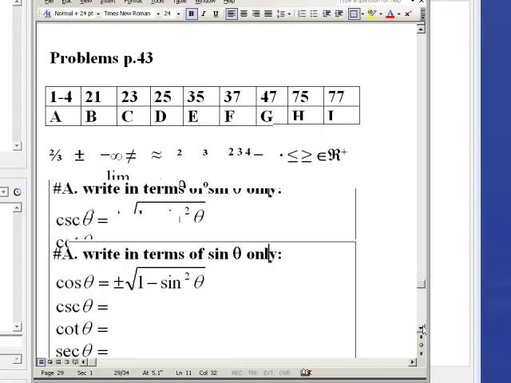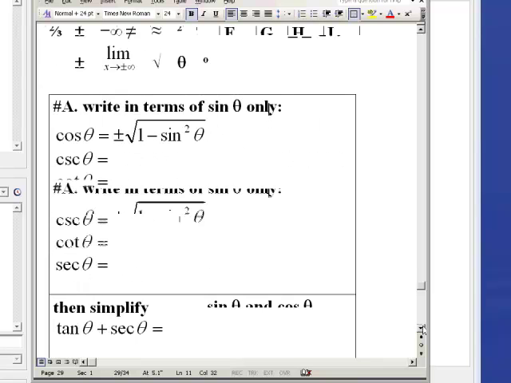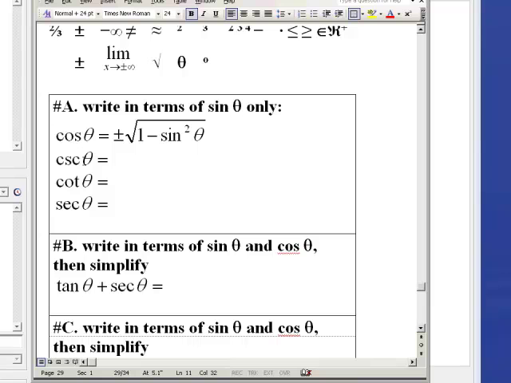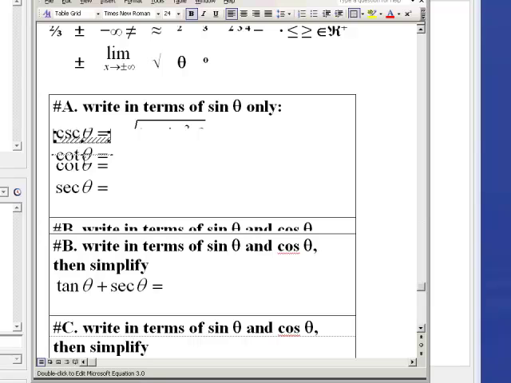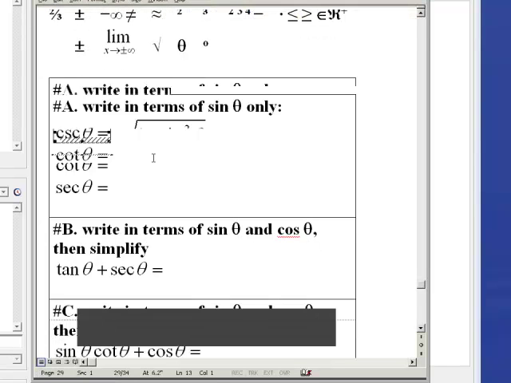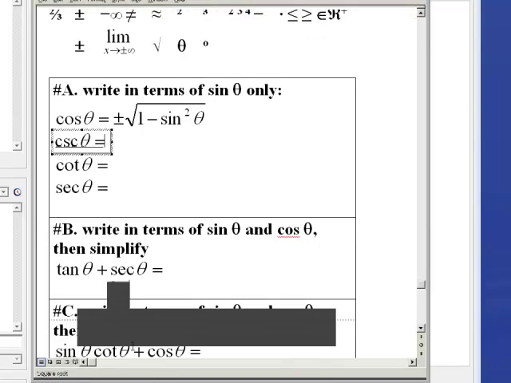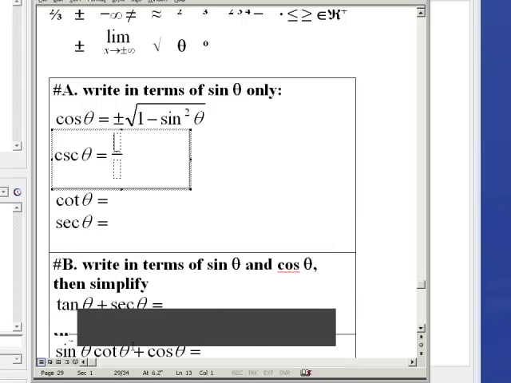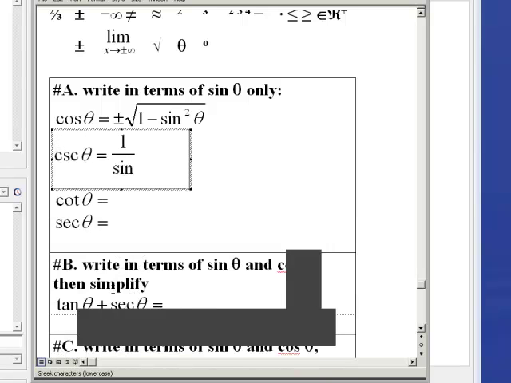Okay, I'm going to scroll a little bit down here. And then we're supposed to do the same thing with the other ones here. Cosecant theta has to be expressed in terms of sine theta. Well, that's simply going to be 1 divided by sine theta. That was quick.